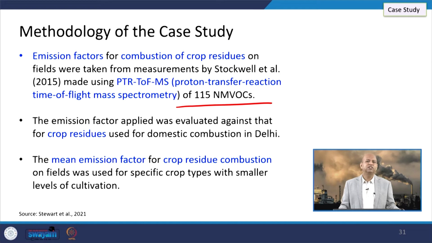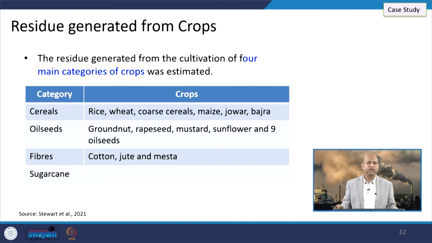Then the mean emission factor for crop residue combustion on fields was used for specific crop types with smaller levels of cultivation. So, these are the methodologically important aspects basically. When we talk about residue generated from crops, the residue is generated from the cultivation of four main categories of crops: cereals like rice, wheat, maize, jowar, bajra, etcetera; oil seeds like groundnut, rapeseed or mustard, sunflower, etcetera; then fibers like cotton, jute; and then sugar cane.